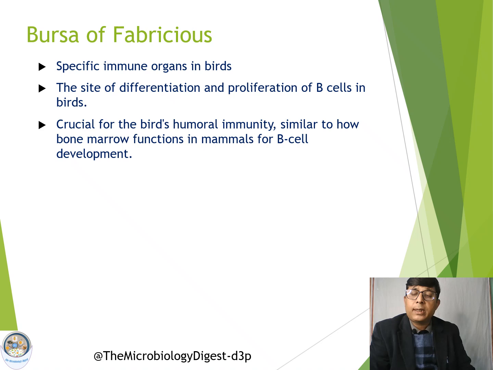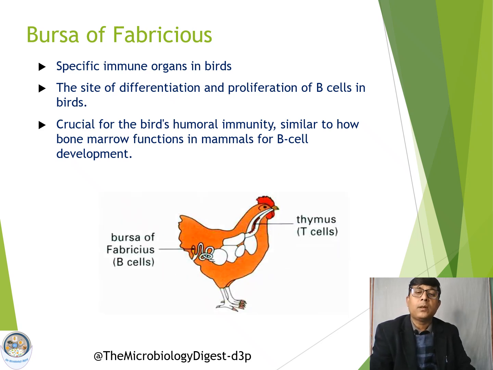In birds, this is very crucial for humoral immunity. The counterpart of this function, in other mammals, takes place in the bone marrow. The same function is performed by the bursa in the case of birds. So this is a diagrammatic illustration of the bursa.